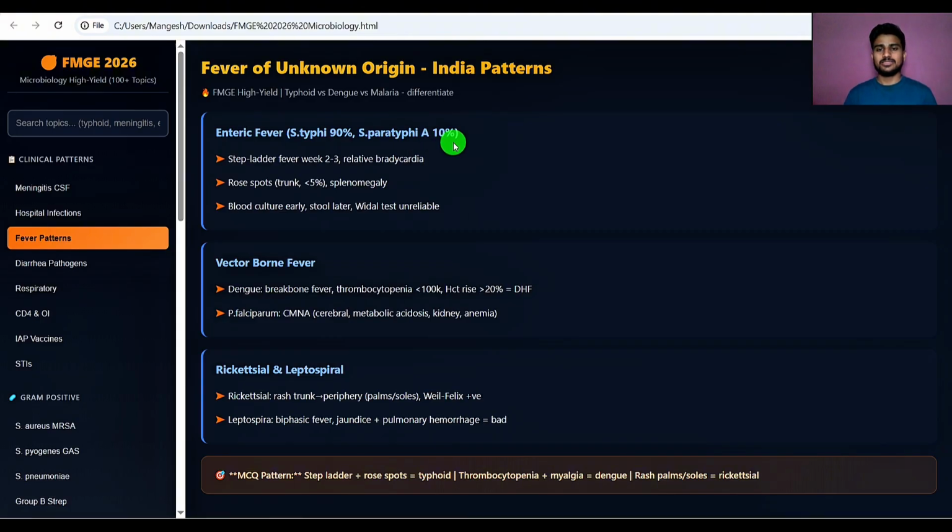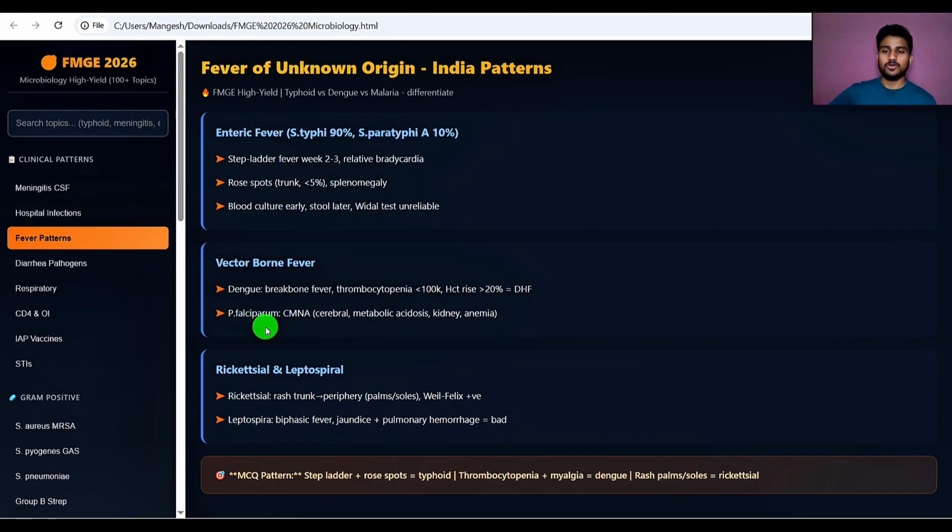There is a test, the Vidal test, that we do to check if the patient is having typhoid or not. And the thing that I want you to consider here is the step ladder pattern of fever. The fever does not subside. If the fever persists for 2 to 3 weeks, then we have to think about typhoid, and that is when we do the Vidal test. And there is relative bradycardia, which is one of the common signs in the patient. There can be rose spots on the trunk, with less than 5% of the trunk area involved, and there can be splenomegaly.